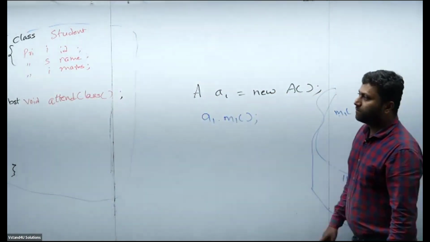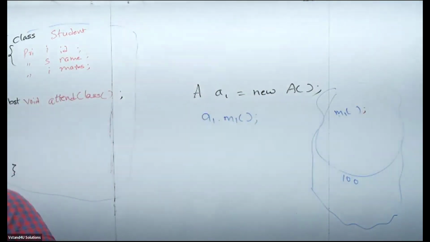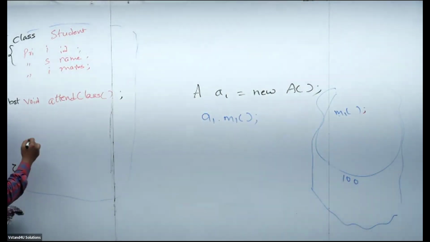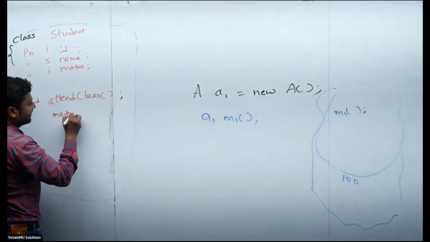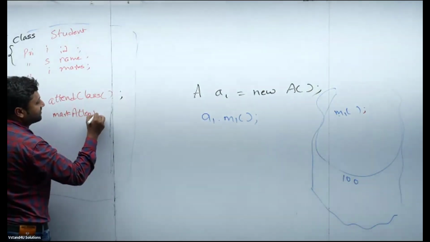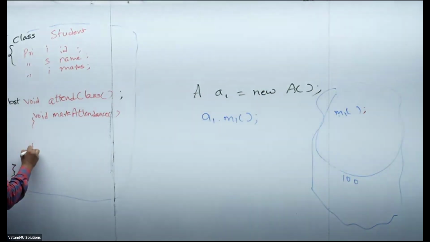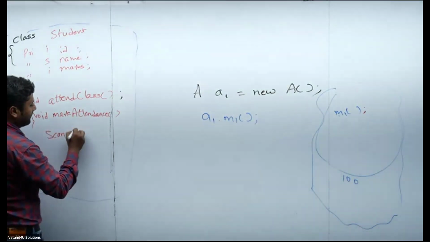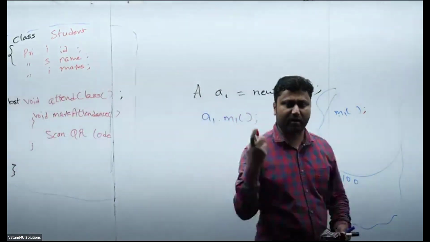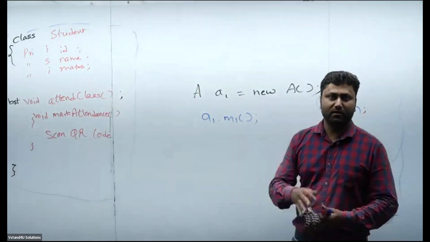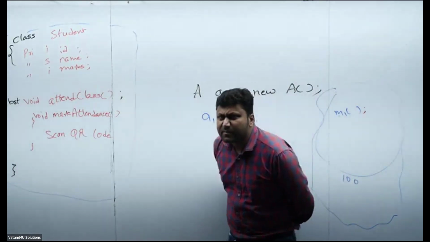But if you observe, one of the methods is marked as abstract. Let me write another method. Say for example, mark attendance, and there is only one way to mark attendance: scan the QR code and mark the attendance. That is the only one way. Everybody has to scan the QR code. Is it still supposed to be marked as abstract?